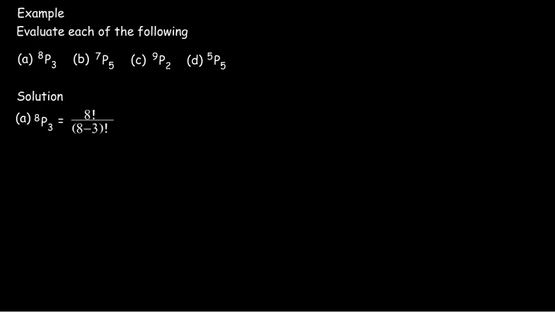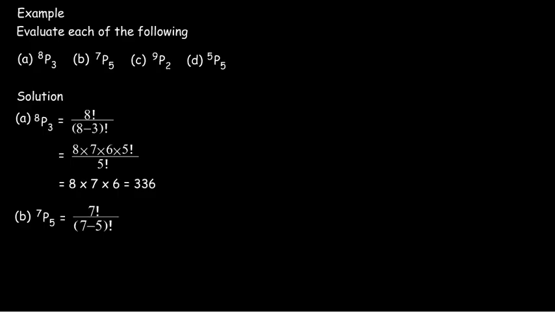So this will be equal to 8 factorial divided by (8 minus 3) factorial, which will be equal to 8 factorial is 8 times 7 times 6 times 5 factorial. Now the reason we are not continuing this is because our denominator, which is 8 minus 3, is also 5 factorial. So we can easily strike out 5 factorial from our numerator and our denominator, and we'll be left with 8 times 7 times 6, which is equal to 336.